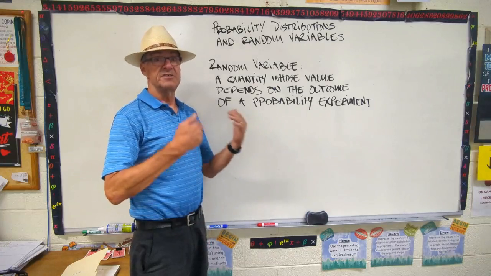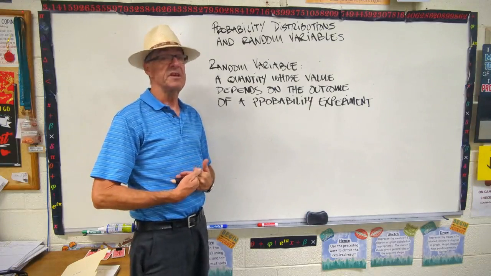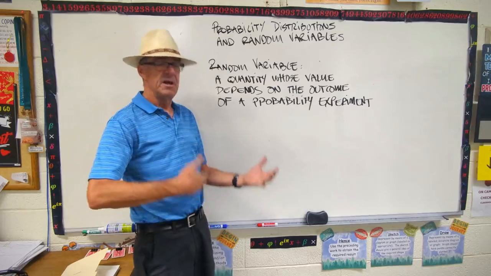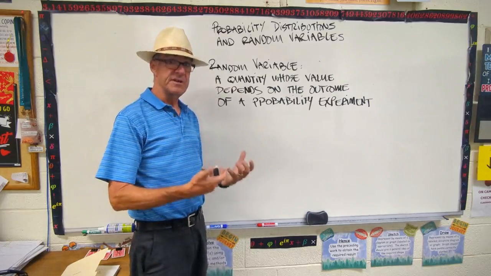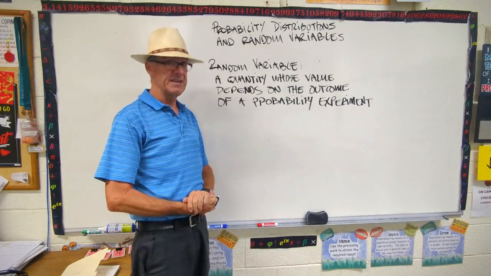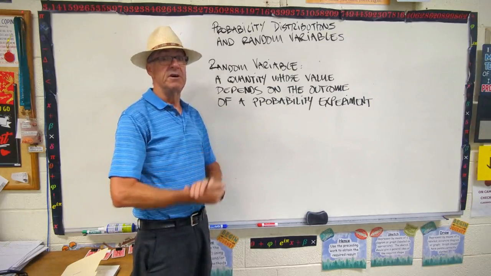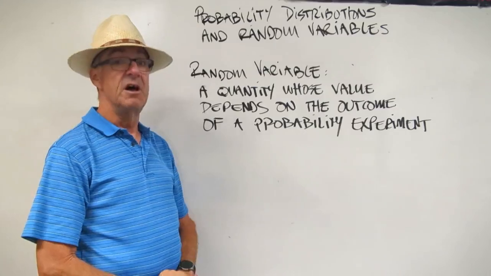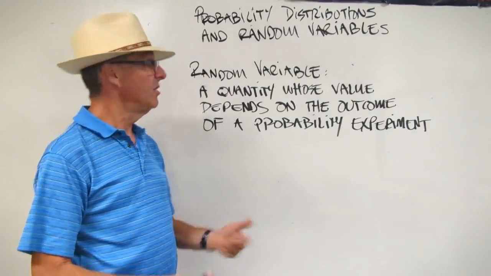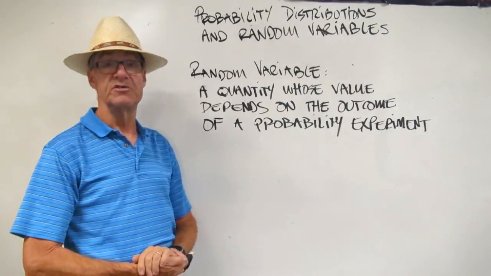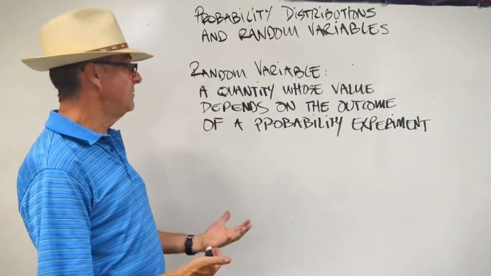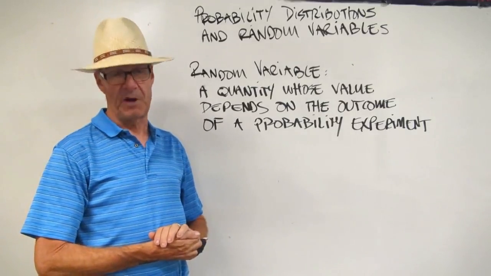Today's lesson is our first lesson in our probability distribution chapter. So, new concept, relates to probability, but we're going to take our basic understandings of probability from our last chapter and build on them in this concept of probability distributions. A random variable is a quantity whose value depends on the outcome of a probability experiment.